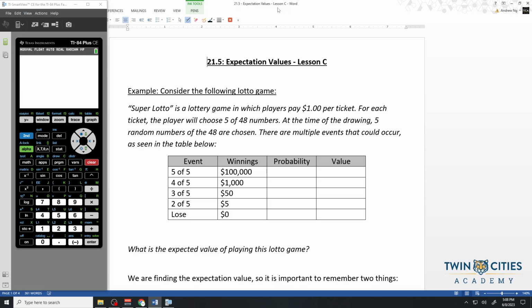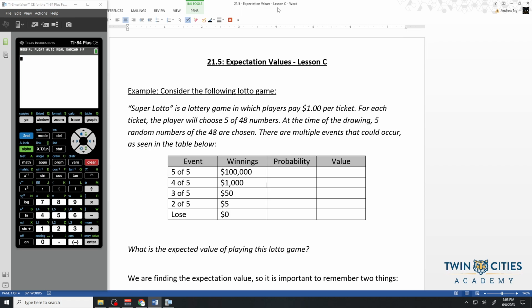Welcome to the third lesson in expectation values. In this lesson, we're going to be looking at a lottery game with a lot of different outcomes and then calculating the expectation value of this game overall. So let's consider the following lotto game.